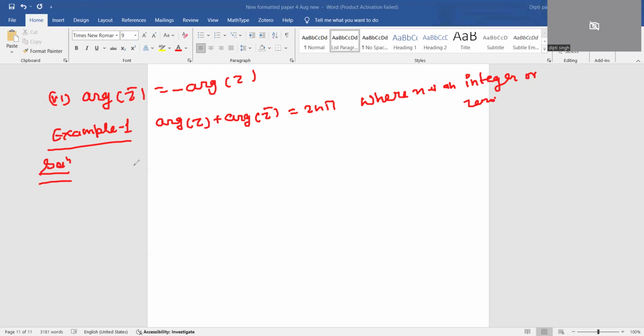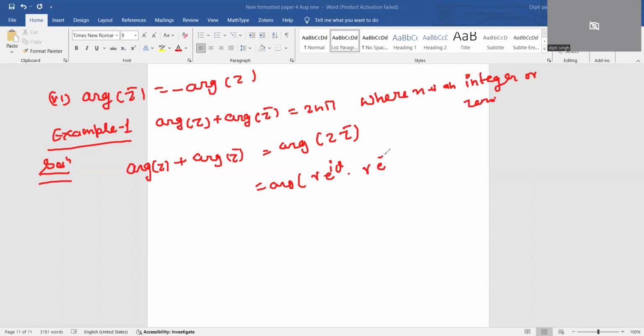So first we have argument of z plus argument of z bar. We know that argument of z plus argument of z bar means argument of z times z bar. We know that value of z is r e to the power i theta, and value of z bar will be r e to the power minus i theta. So it will come argument of r square e to the power 0 i.